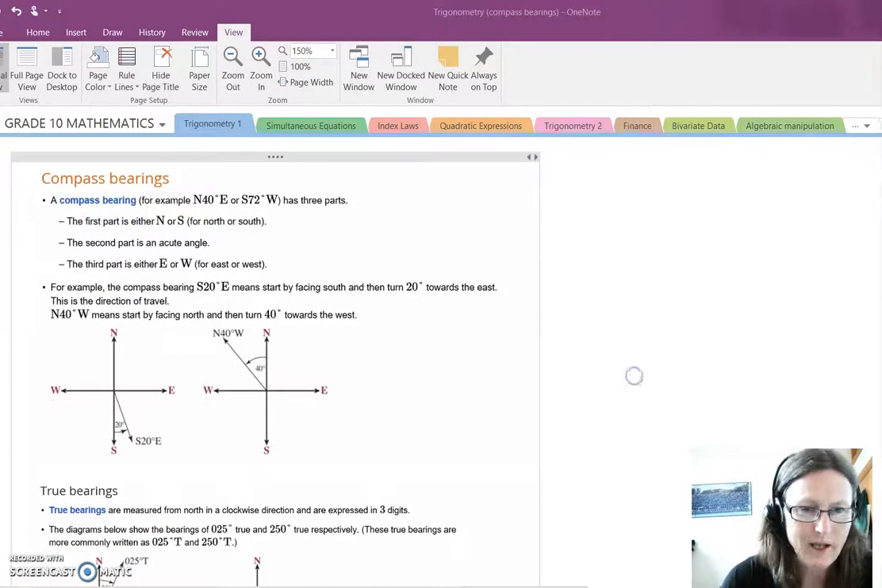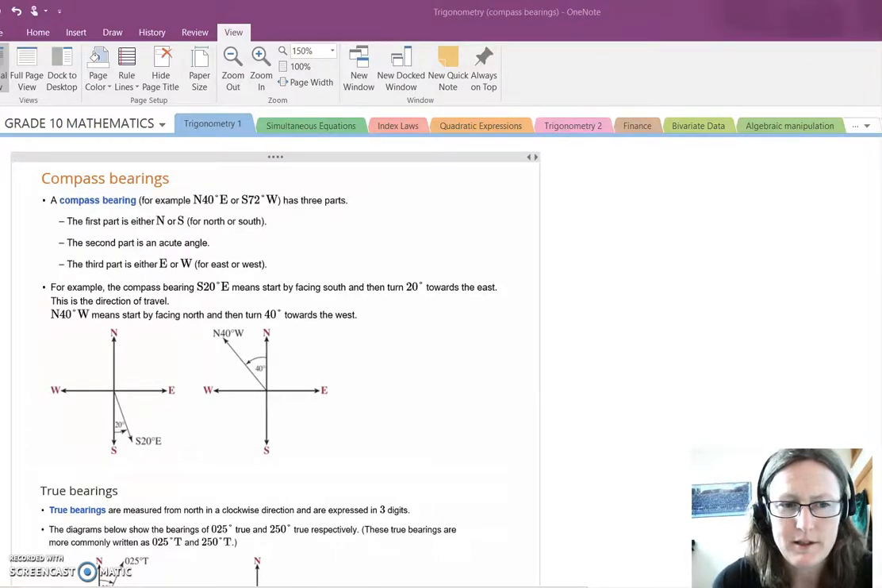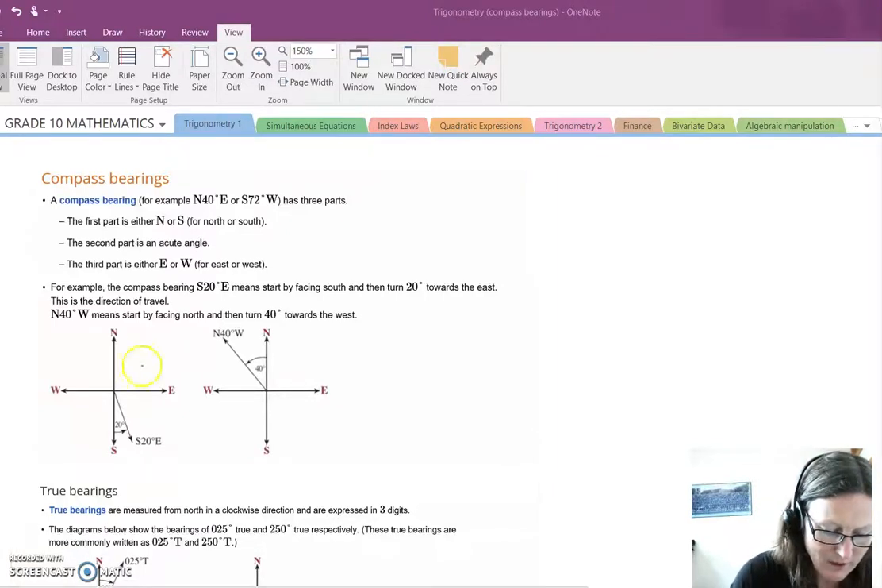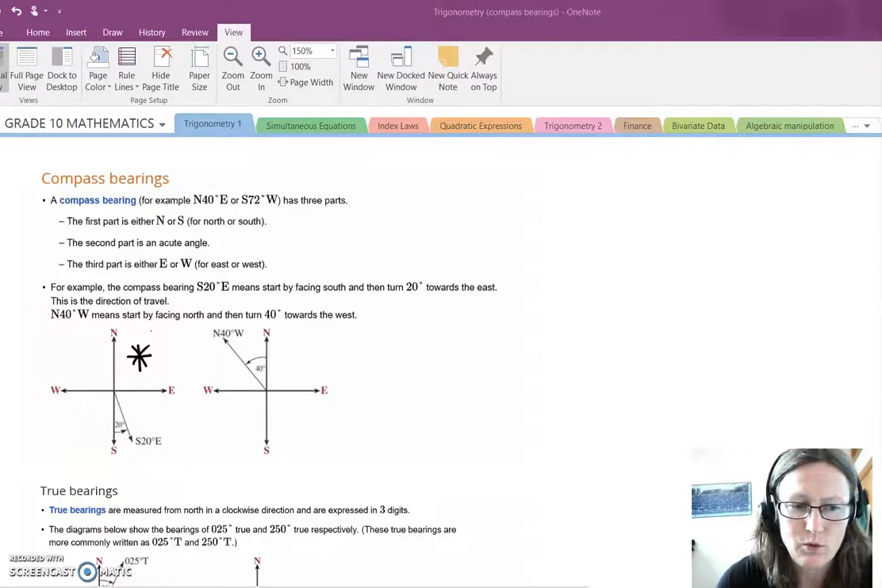Let us look here at compass bearings. It has three parts. The first part is either north or south. The second part is the size of the angle. The third part is either east or west. So looking at this example here, the first part is either north or south.